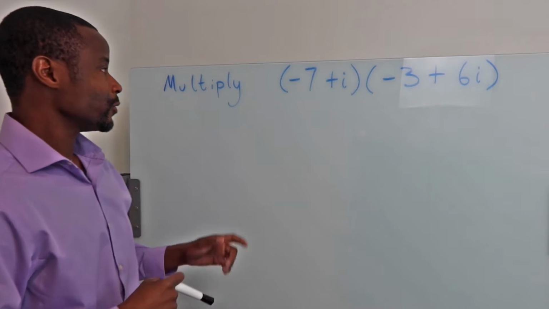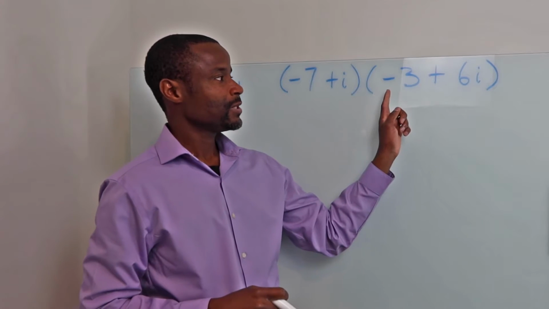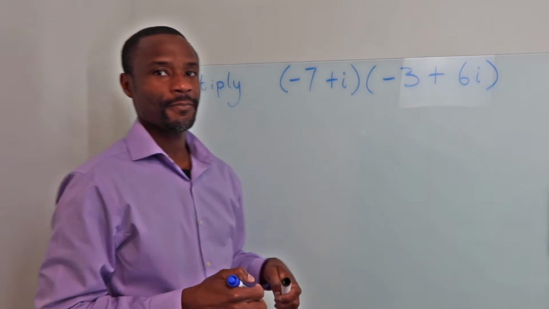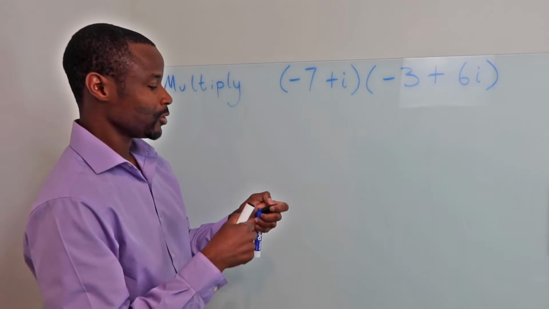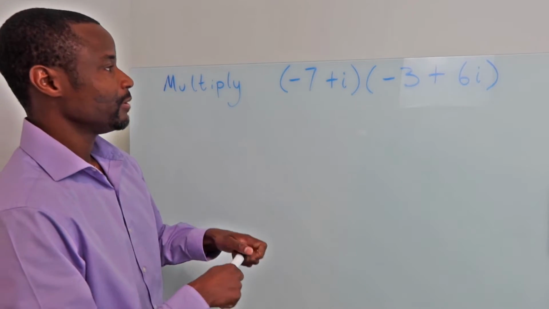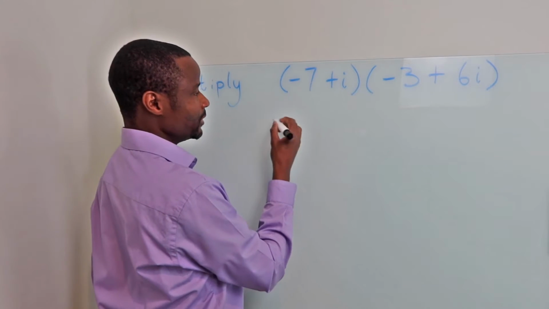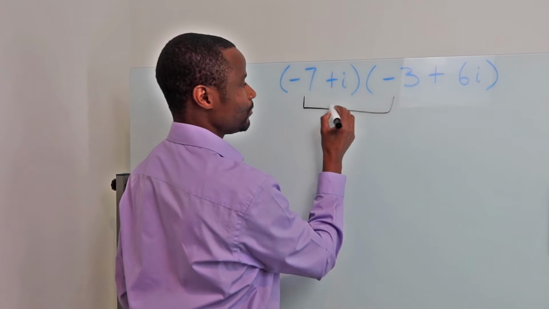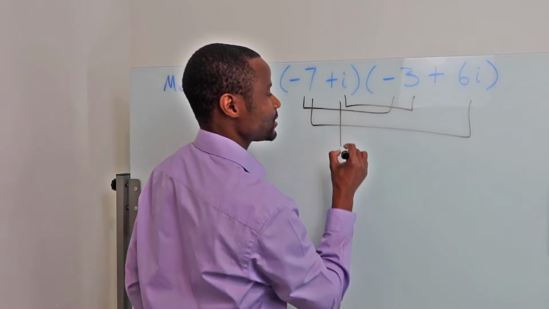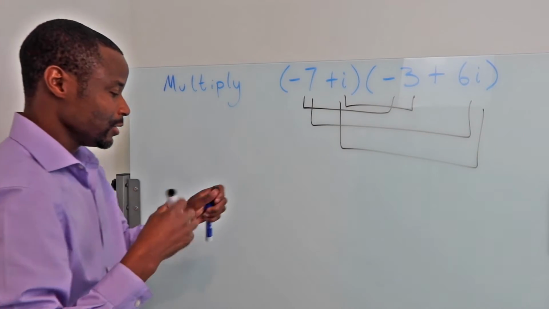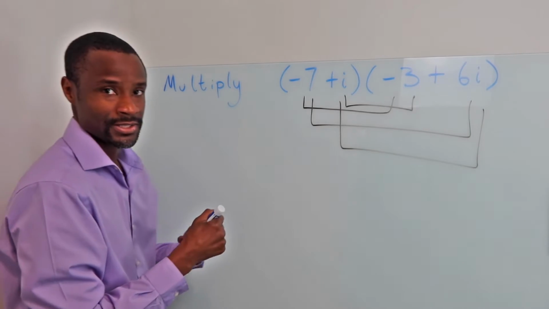For this problem here, we're told to multiply these two complex numbers, -7 plus i times -3 plus 6i. Well, we approach this the same way we would approach multiplying any other binomials, regardless of real or imaginary. So we FOIL it: first, outer, inner, and last. Exactly the same way. So let's go ahead and do this, and then we will end up simplifying and working with the i's later.